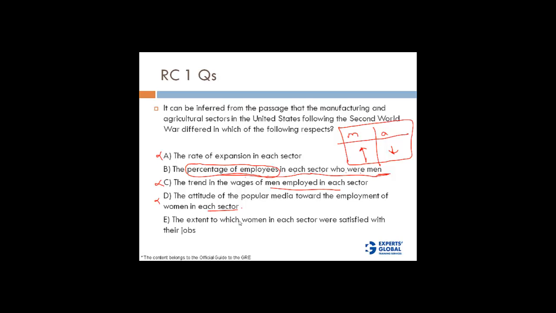D, the extent to which men in each sector were satisfied with their jobs. Now we are not at all talking about women's satisfaction or employee satisfaction in any way. So this is completely irrelevant. So the only correct answer we have is B.